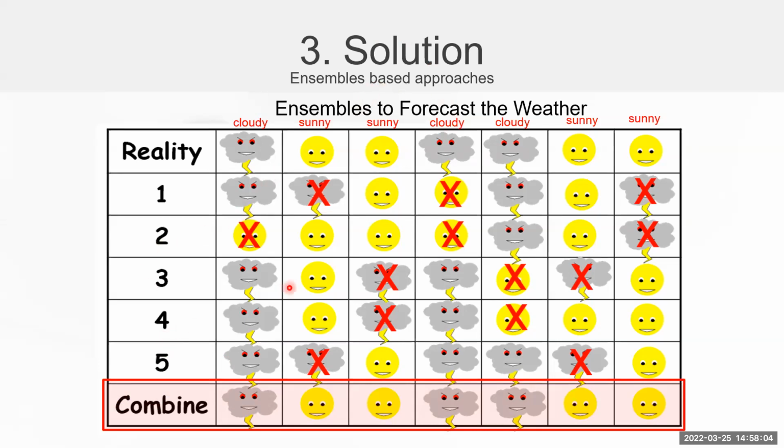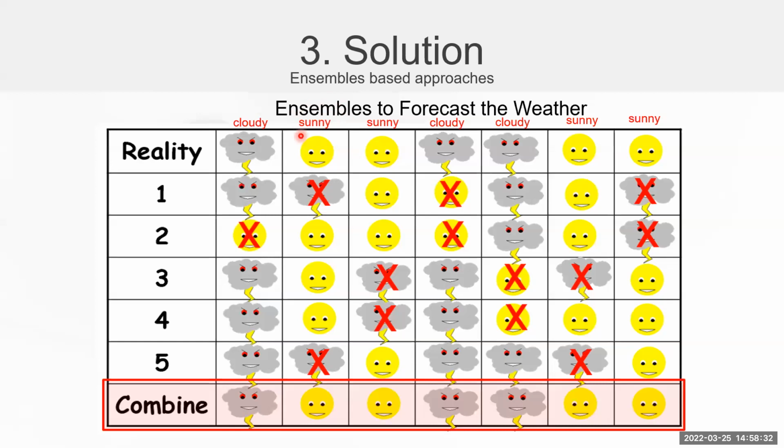The simplest one is voting, by using a voting mechanism. Cloudy 1, 2, 3, 4. Four models predict cloudy, but only one predicts sunny. So the prediction of the ensemble is cloudy.